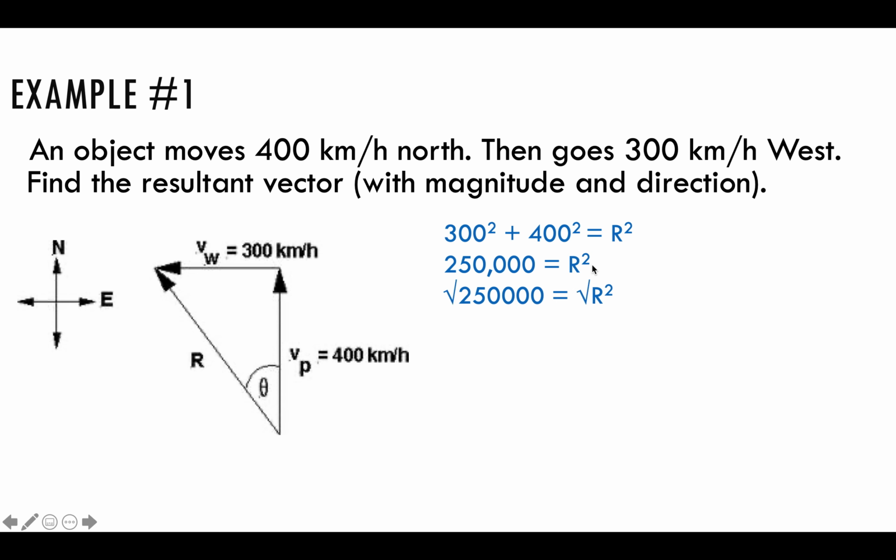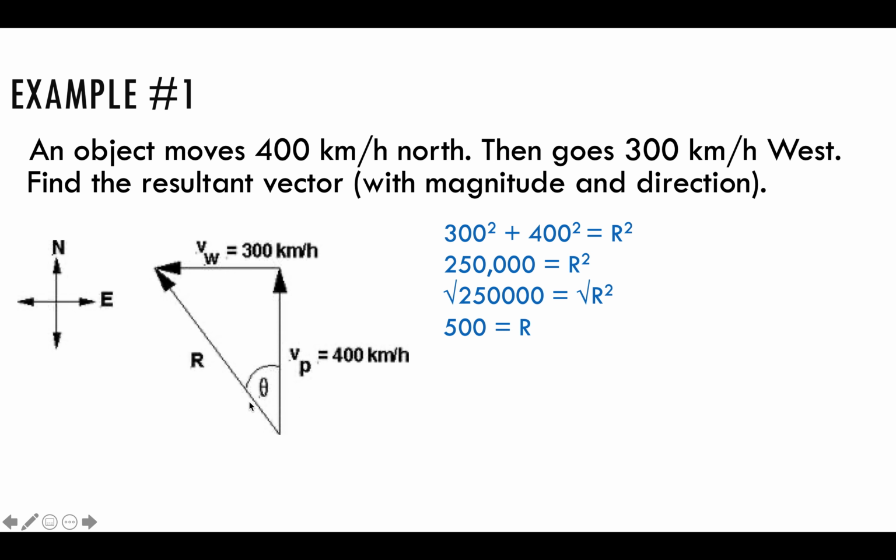So then to get just r is what we need. We're going to square root both sides, giving me an r value of 500. So my magnitude is going to be 500, and the units that are going to go with it are the same ones that I had in the problem, which in this case is kilometers per hour. So my magnitude is 500 kilometers per hour. Next up, I need to find my direction it's going.